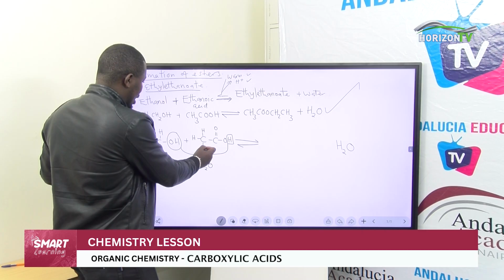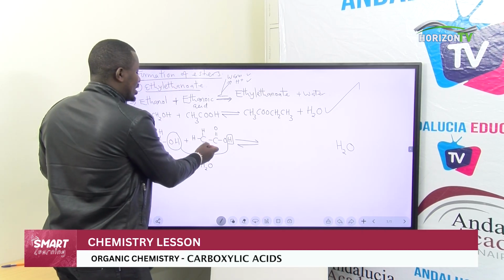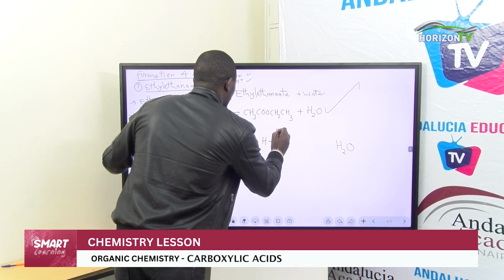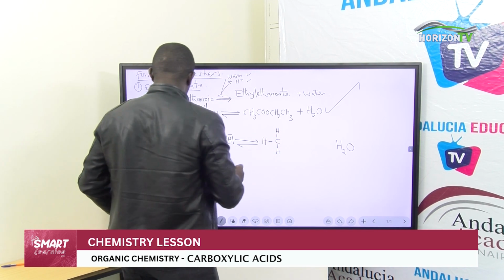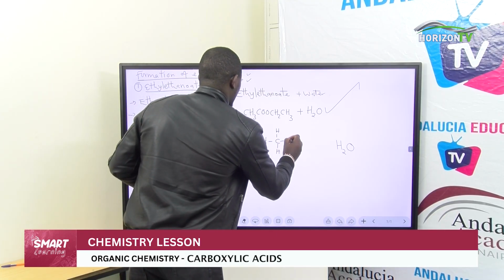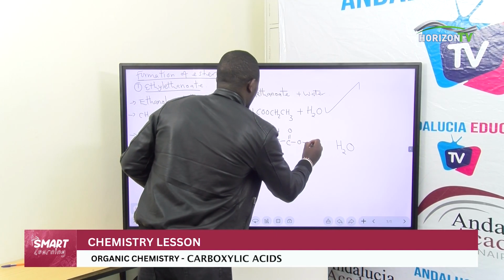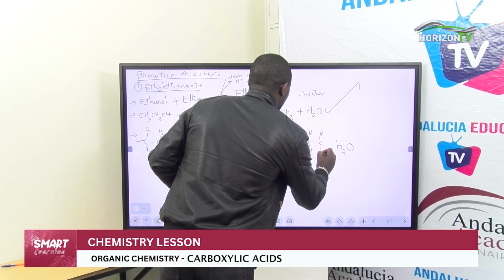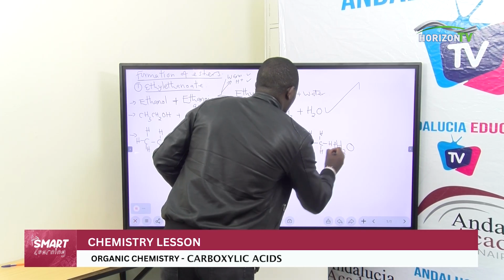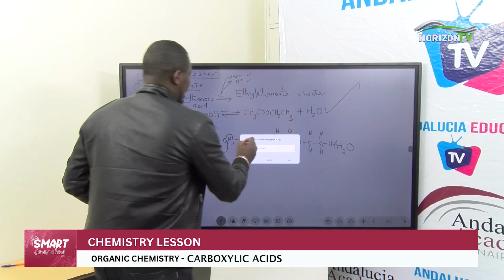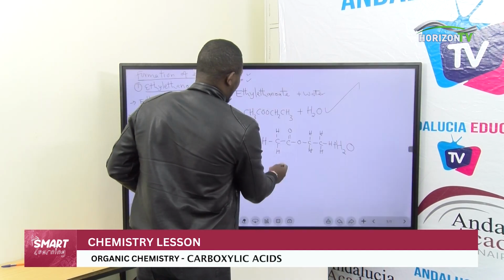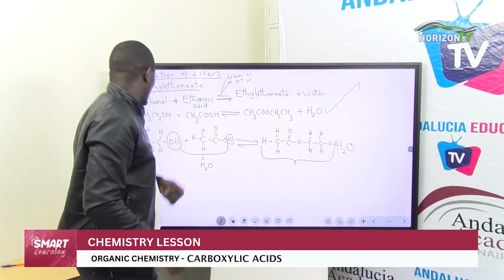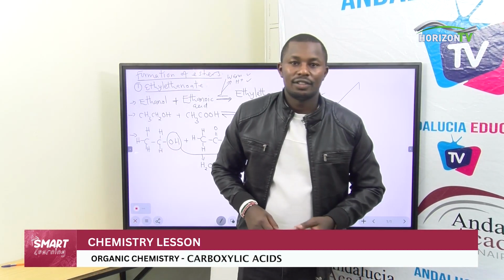So I start with the first part, the alkanoate ion, the ethanoate ion. Hydrogen, carbon, hydrogen, hydrogen. We have carbon, oxygen, O, carbon, carbon. Every carbon atom must have 4 covalent bonds. So this is our ester now. This ester is what we call ethyl ethanoate.